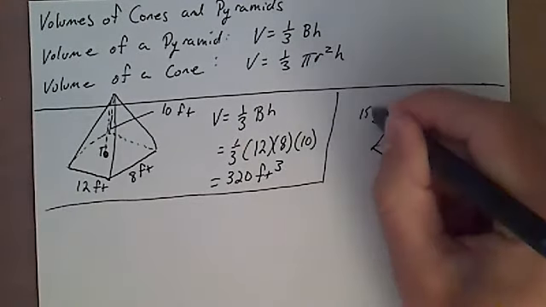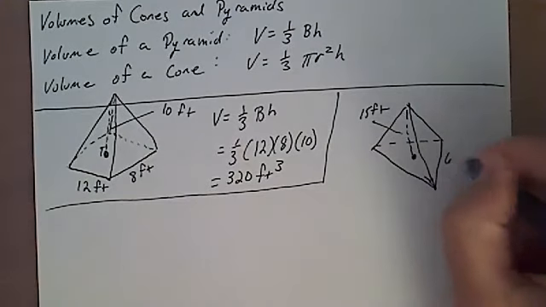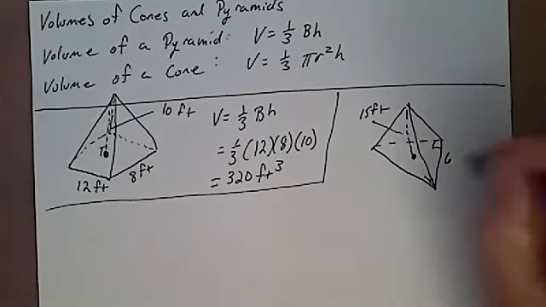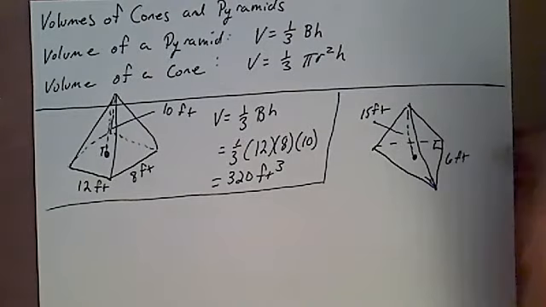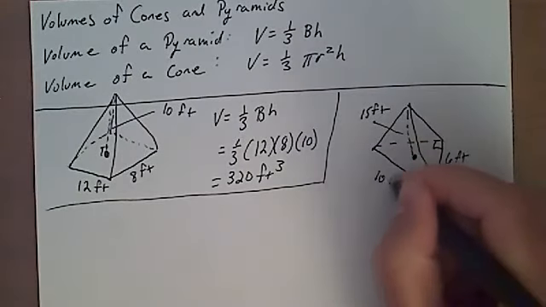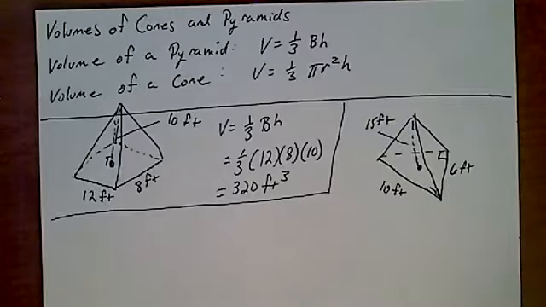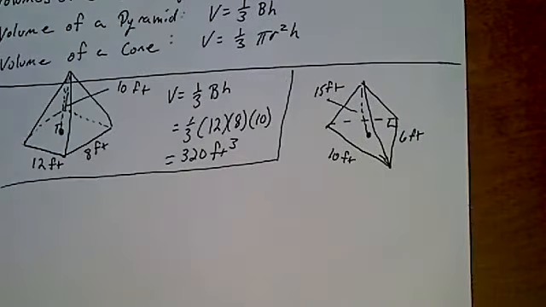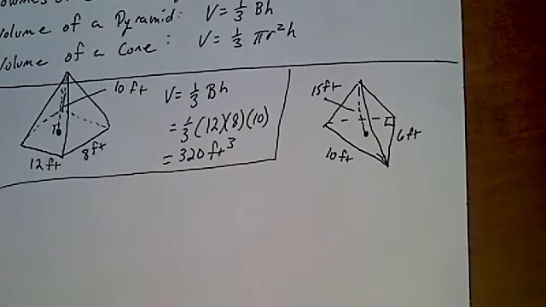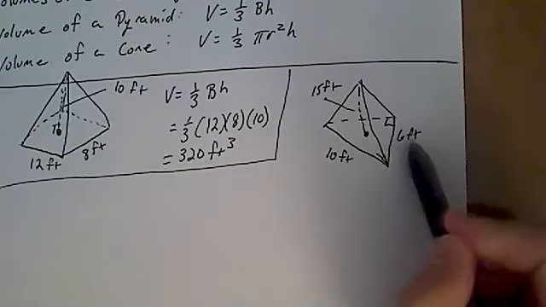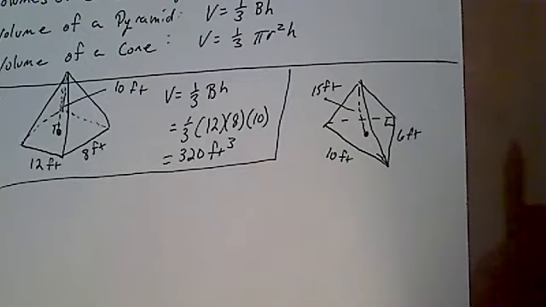All right, we got 15 feet here. We got 6. That's a right triangle. 6 feet here and 10 feet here. So the big question for us is, what is the area of the base? We know what the height is, right? And then it has sides of 6 and 10.